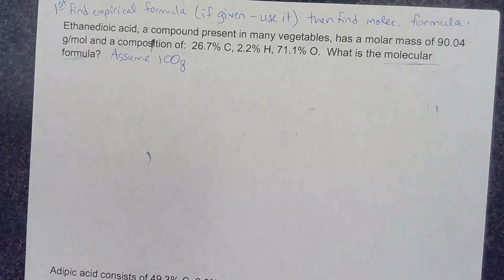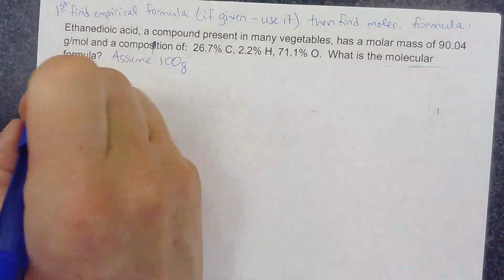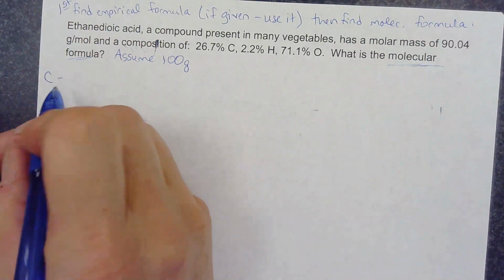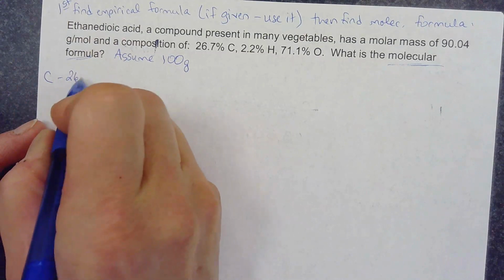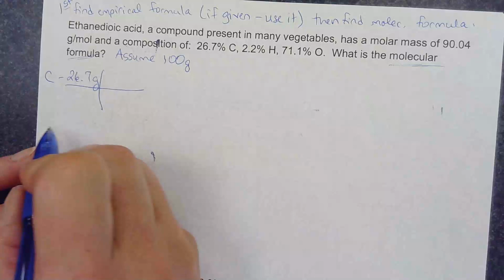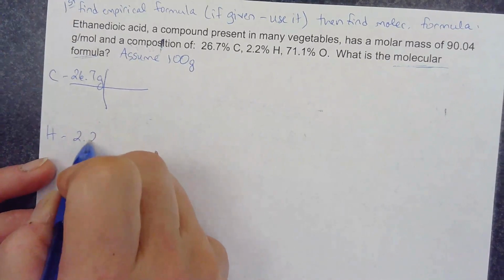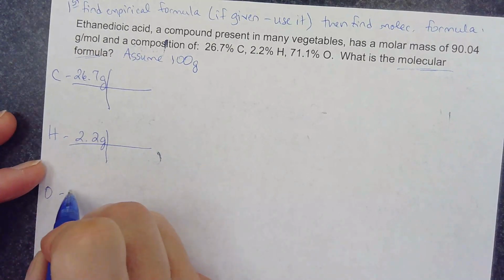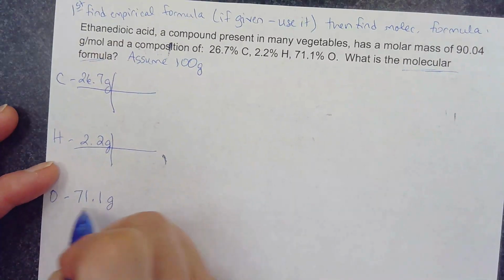All right, so assume 100 grams. Now, what does that tell us? How many grams of carbon do we have? 26.7 grams. If you know what you're doing, keep going. I'm going to just talk it out while I'm doing it. So carbon, we have 26.7 grams. Hydrogen, I have 2.2 grams. Oxygen, I have 71.1 grams.